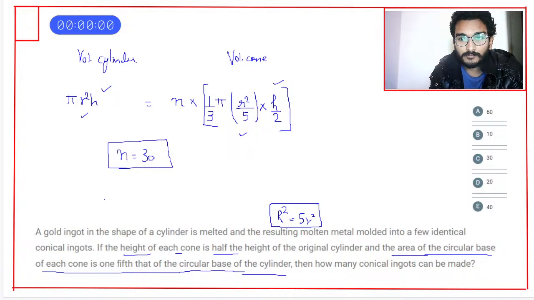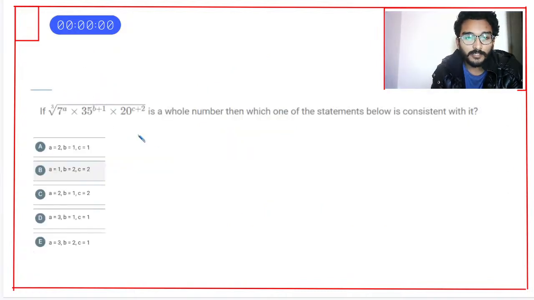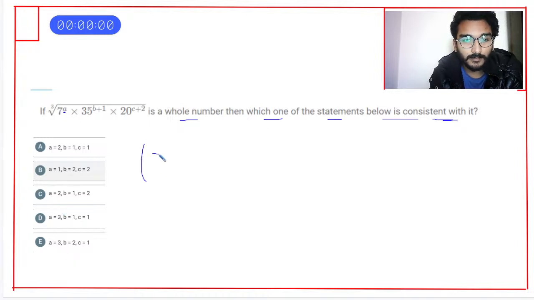Now the previous question. In the previous question, we have to make this expression below consistent, a whole number. So either you can plug the options to get the result, and the best way is to plug the value. Of course, this a must be this expression.